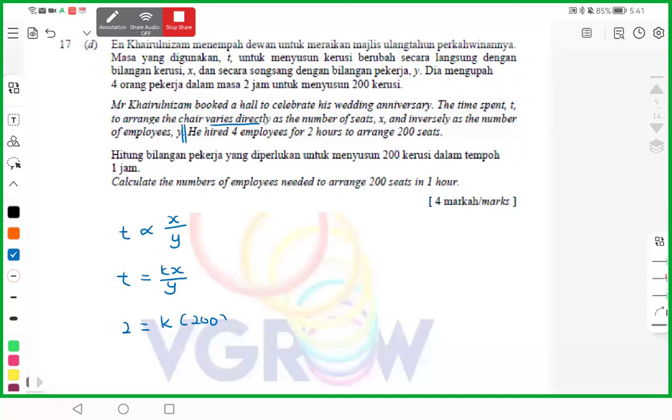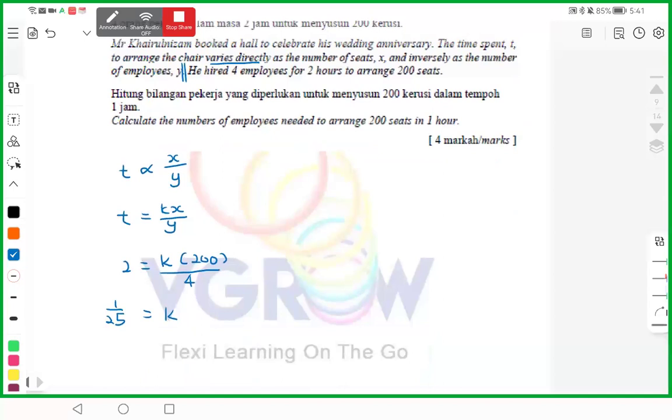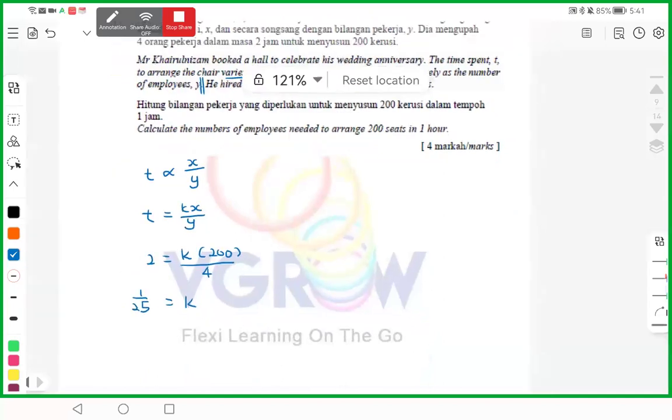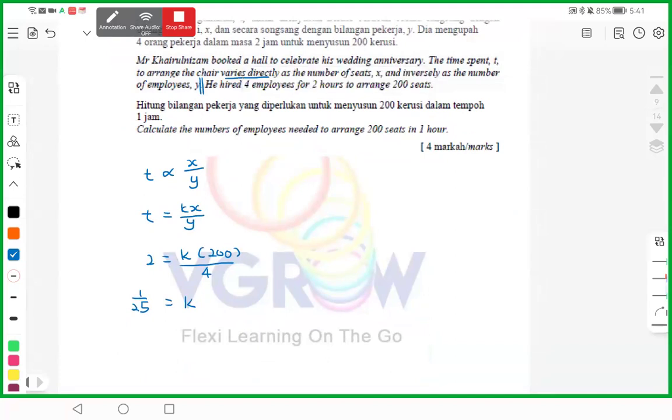200 over 4. So you will get your k equal to 1 over 25. Is it the same answer? K equal to 1 over 25? Okay. So since now it's 1 over 25, you want to write in equation form. So we can change it to decimal, 0.04.